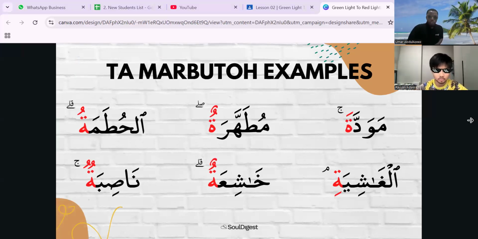Good. Check this out. Marubuutoh examples. Mawadda. This time Marubuutoh, the shocked face, the rounded ta. So, how are you going to pronounce this? Mawadda. As I was saying, you are going to pronounce it like this.